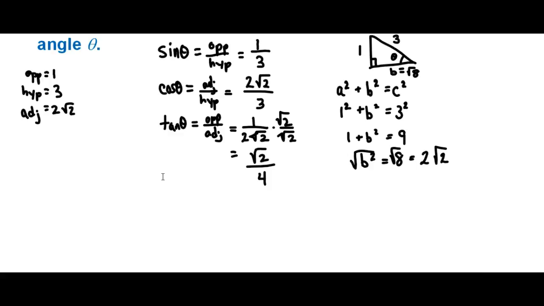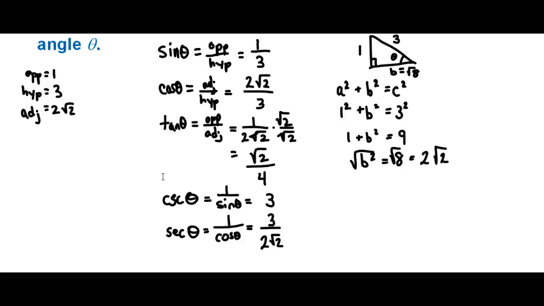So then my secant, or I should go with cosecant first since it's the reciprocal of sine, is just going to be 1 over sine theta, which is 3 over 1 or 3. My secant is 1 over cosine of theta. So we have essentially 3 over 2 square roots of 2. And then I'll multiply top and bottom by square root of 2. It gives me 2 times 2 on the bottom and 3 radical 2 on the top.